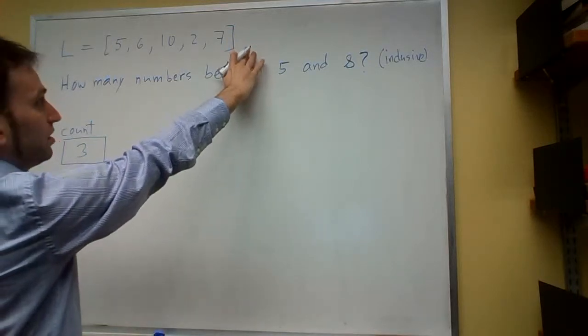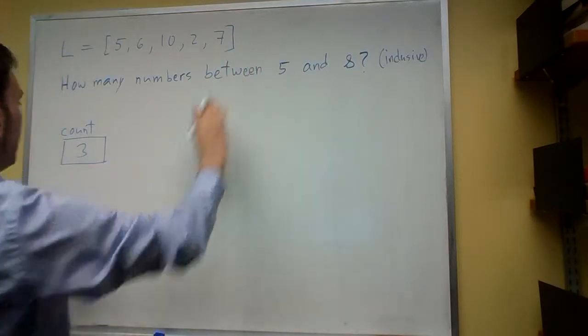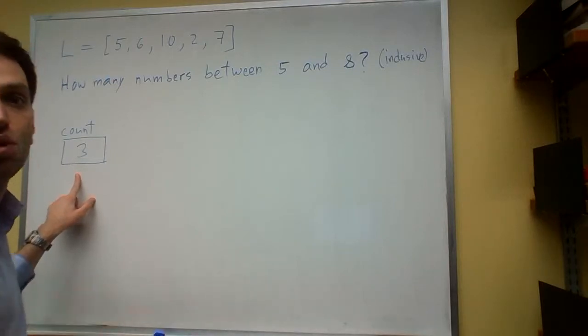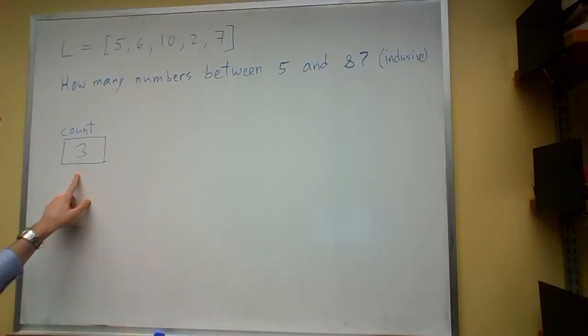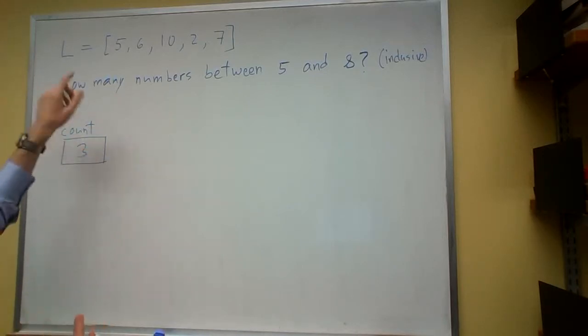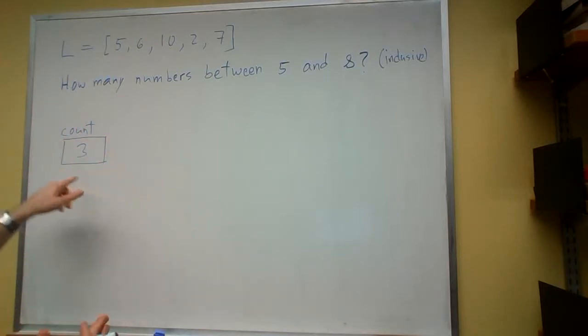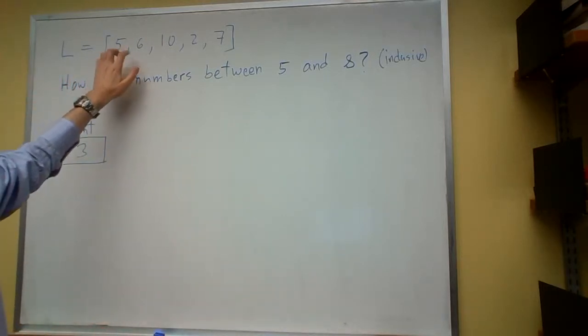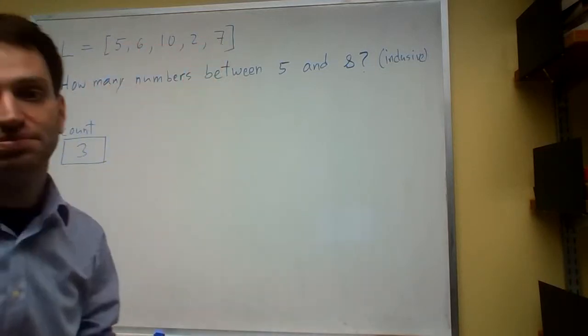And now I'm done. I've looked through the entire list and I've increased count every time that I saw an element that was between 5 and 8. I ended up with the count being 3, which is the right answer. There are exactly 3 numbers in L, unless I got confused somewhere, which are between 5 and 8. It's this 5 and 6 and the 7.